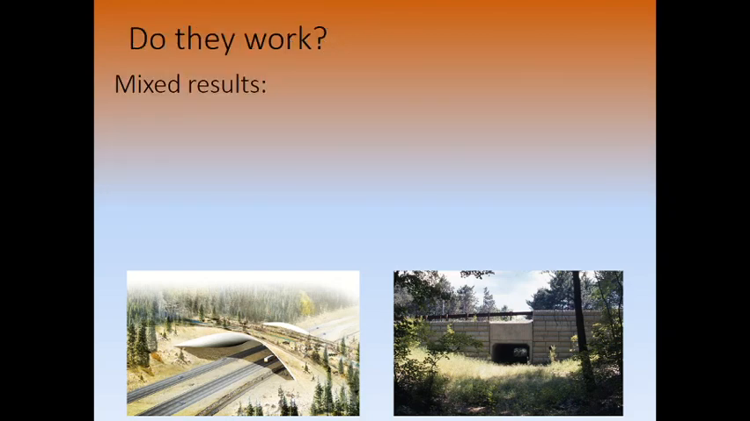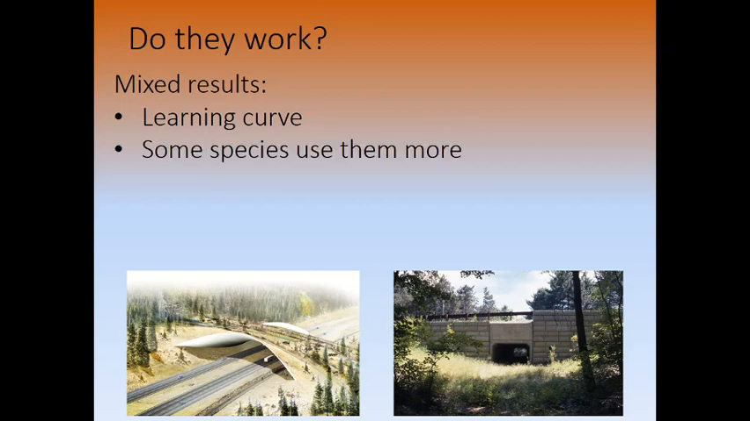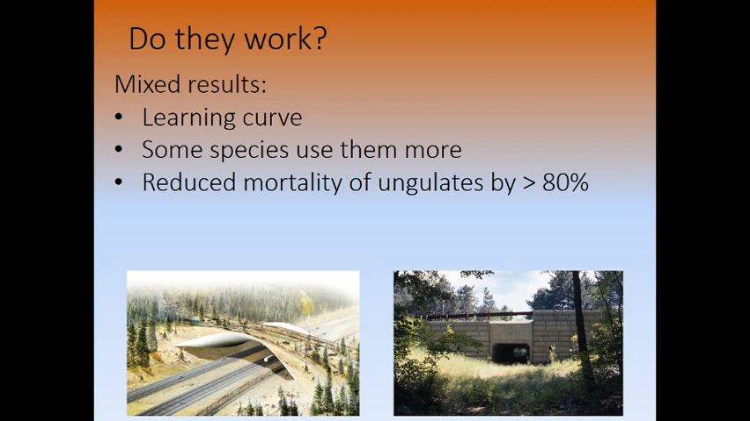So the question is, did this actually work? It was a big experiment. It was pretty expensive to do, as you can imagine. This wildlife overpass here is pretty expensive, kind of a big deal to do. And there was kind of a learning curve for the animals. They didn't use them right away, but they've been there for a while now. And what we see is some species use them more, and so it reduced the mortality of ungulates. Those are things like deer, bighorn sheep, moose, elk, mountain goats, and that kind of thing. And it reduced the mortality of those by 80%.